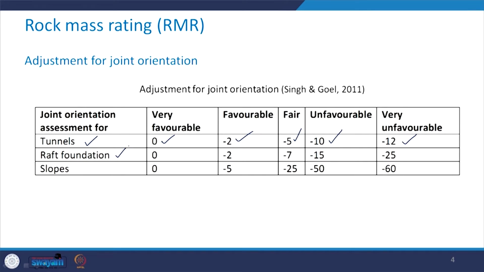In case you have a raft foundation, then this row is giving you the rating for the joint adjustment. Then for the slope it is the last row. So you can see that for very favorable condition it is 0, and for very unfavorable condition it is minus 60. So this table gives us the idea about the joint orientation adjustment for 3 different cases: tunnels, raft foundation and slopes.